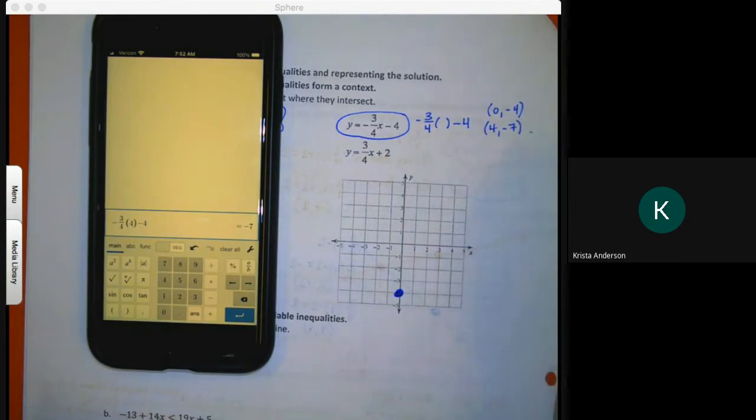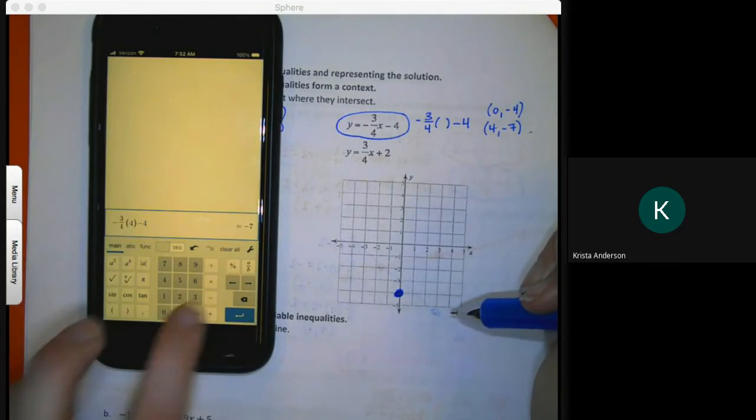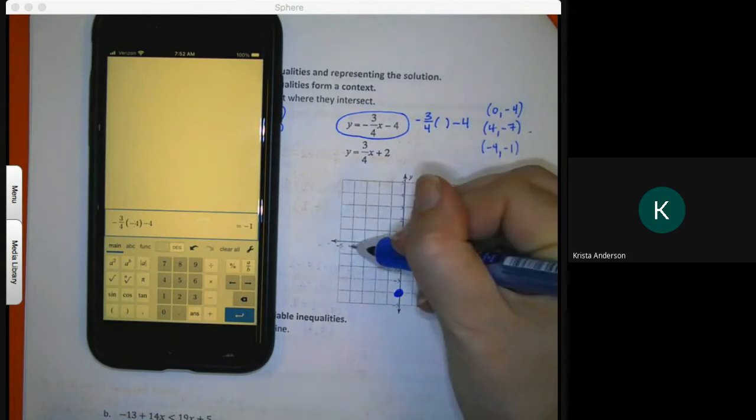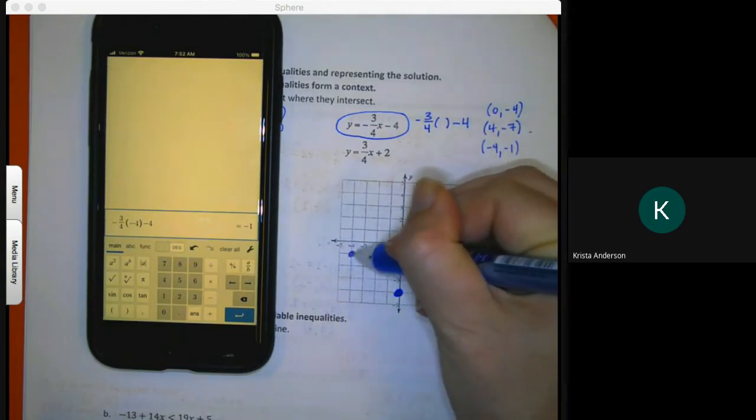Does 4, -7 fit? It would not. So I'm going to adjust my +4 to a -4. -4 is at -1.